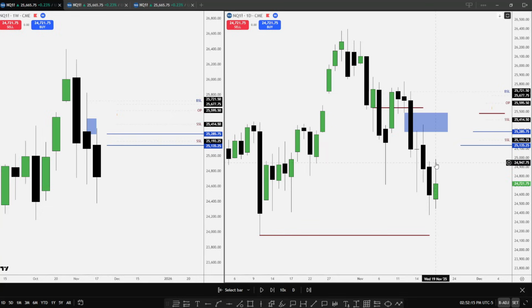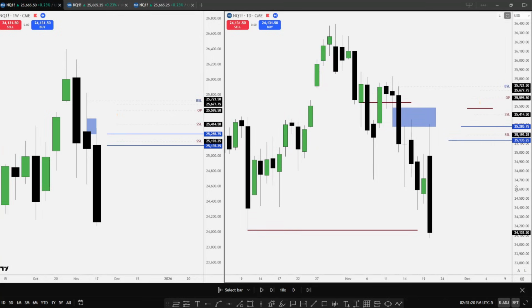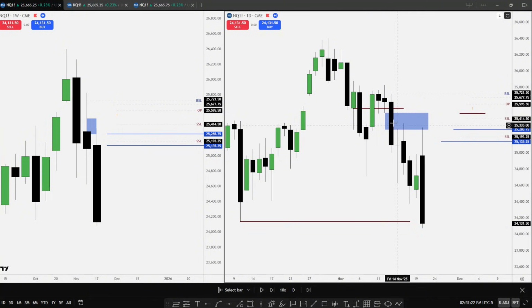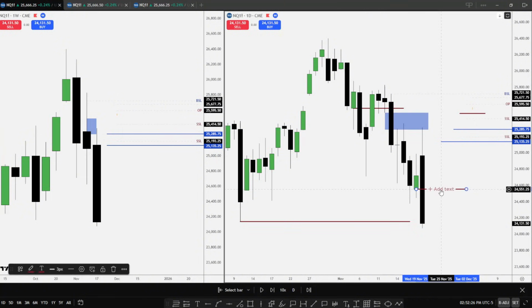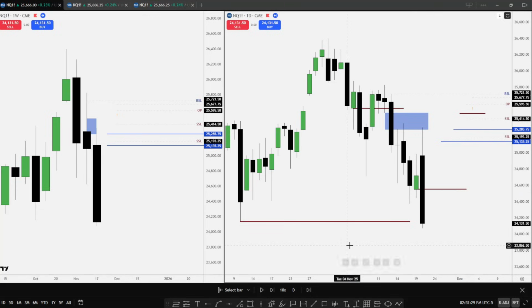Price trades up, which is fine. Then we trade lower. Right, so at this moment, the concept and the logic is still there. This is all order flow. You literally take this, you mark out that order block, and price should be bearish if we're going to continue going lower.